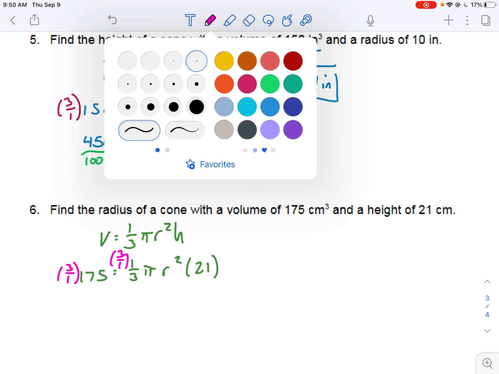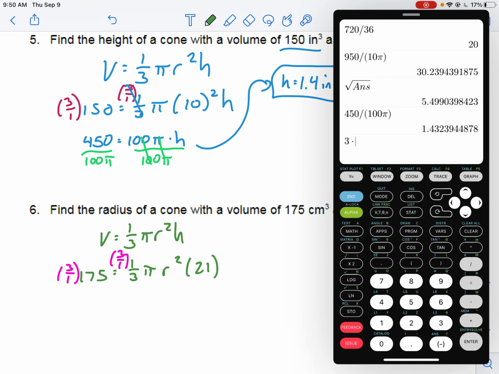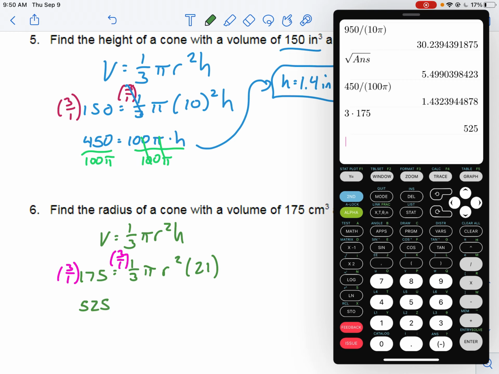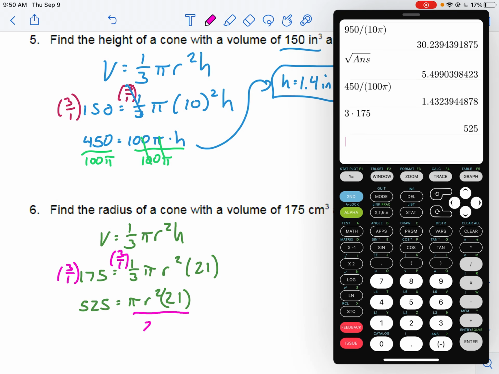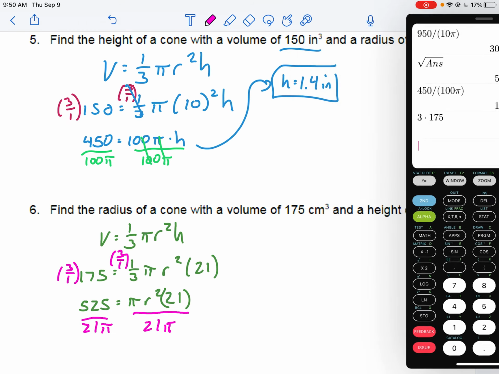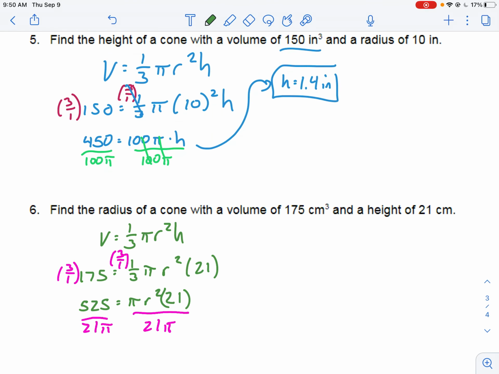And I guess I will go to my calculator to make sure I do this right. 3 times 175, 525. The 1/3's gone because I just multiplied by the reciprocal. And now I'm going to do the same as before. I'm going to divide by 21 pi. And that's going to give me my value for r squared, not r. I still have to take the square root.